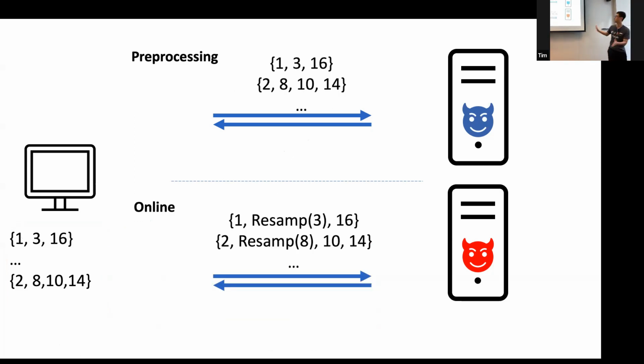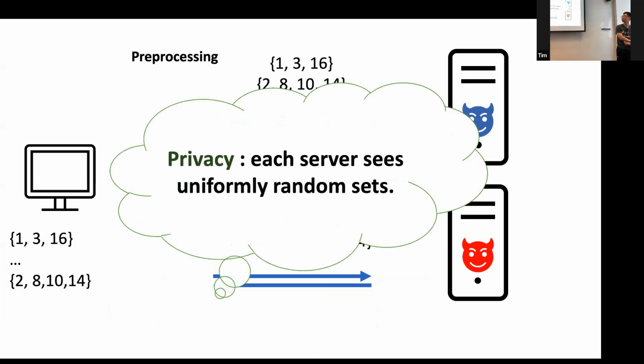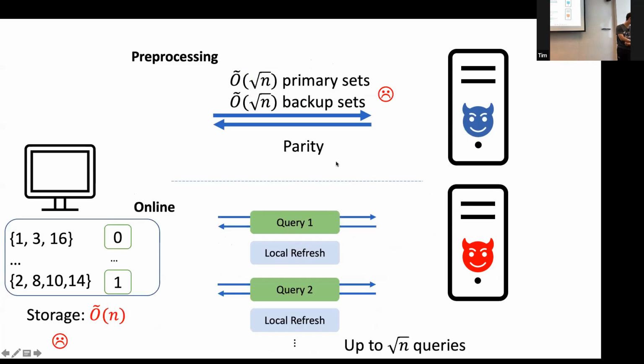Okay, now let's talk about why this scheme is private. During the preprocessing phase, the preprocessing server learns a bunch of random sets, and during the online phase, the online server also sees a bunch of random sets. So basically, they all learn nothing about the client query. Okay. So yeah, each server sees uniformly random sets. Hi, go ahead. Is it actually uniformly random, or is it only statistically? Let me think. It should be uniformly random.